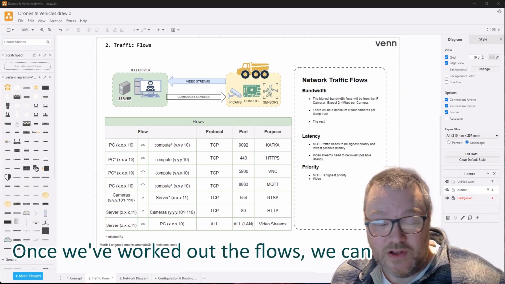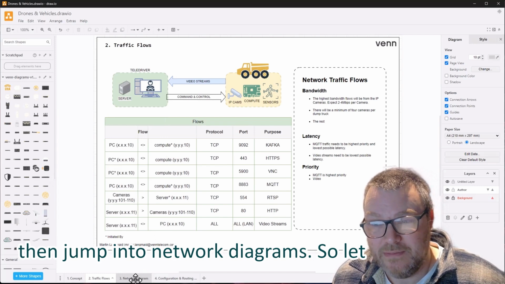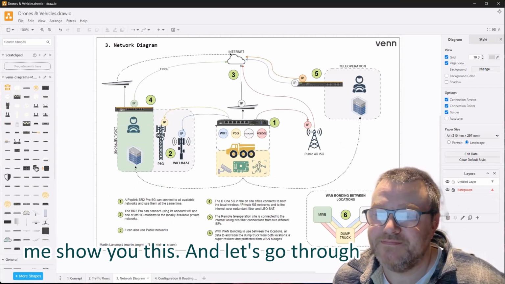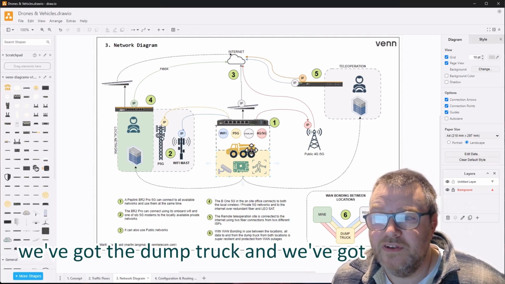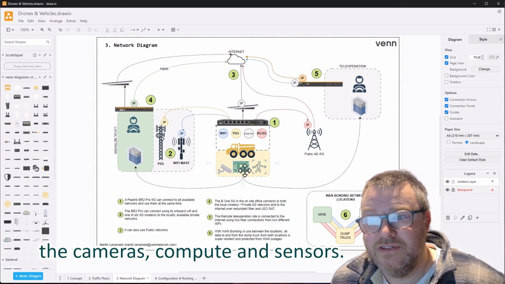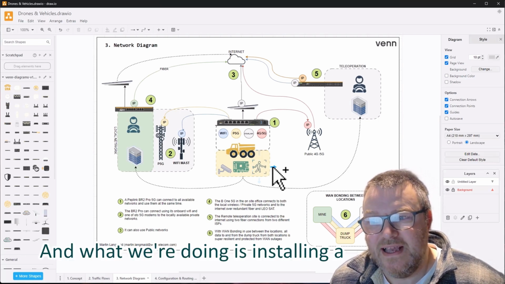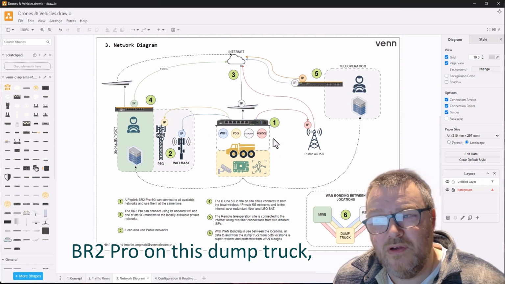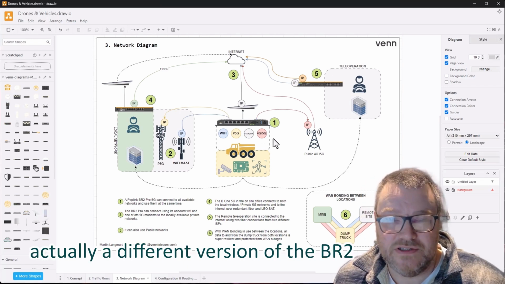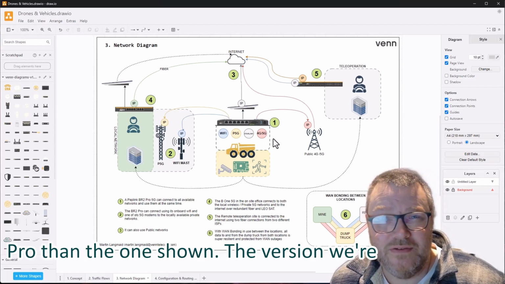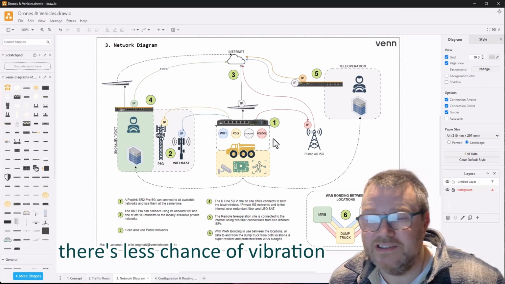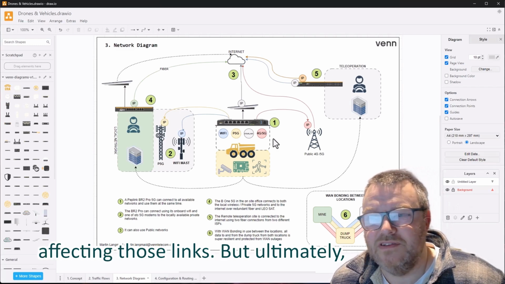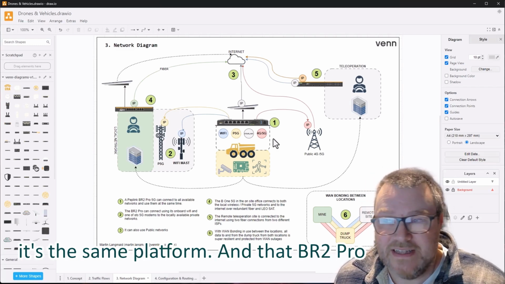Once we've worked out the flows, we can then jump into network diagrams. So let me show you this, and let's go through this step by step. So in the middle here, we've got the dump truck, and we've got the cameras, compute, and sensors. And what we're doing is installing a BR2 Pro on this dump truck, actually a different version of the BR2 Pro than the one shown. The version we're using has got M12 connectors so that there's less chance of vibration affecting those links, but ultimately it's the same platform.